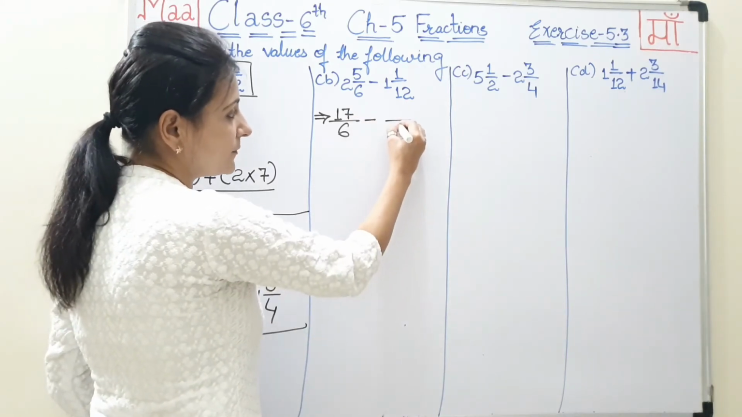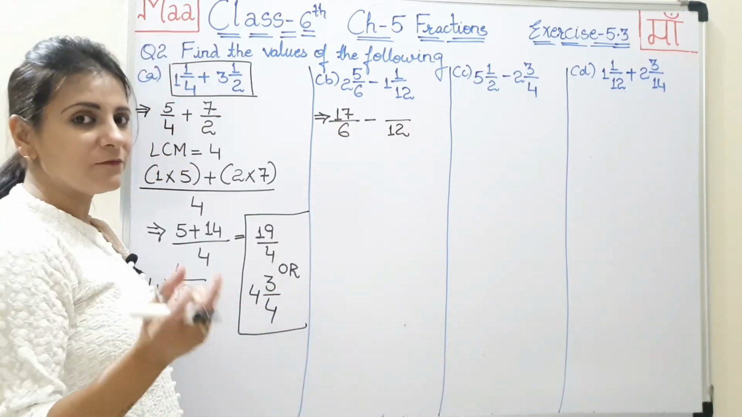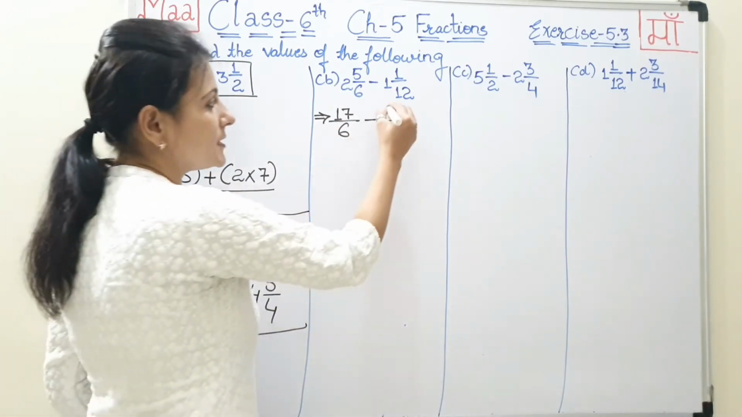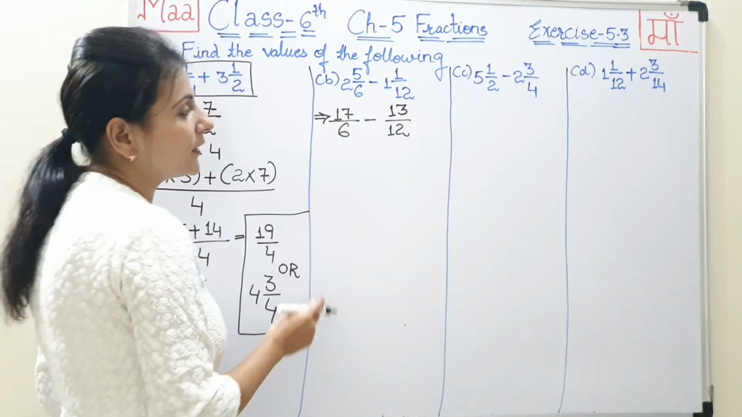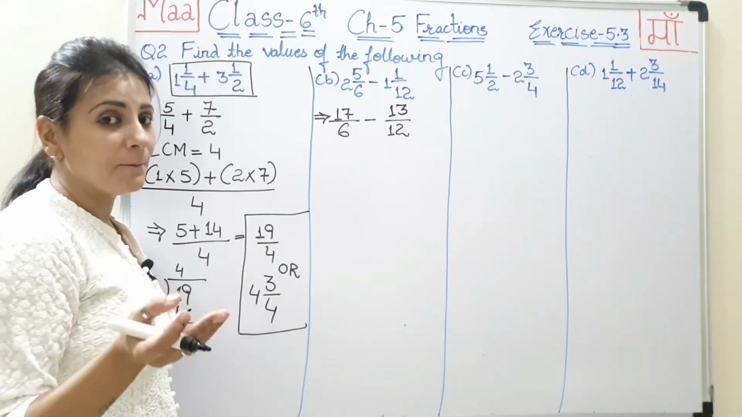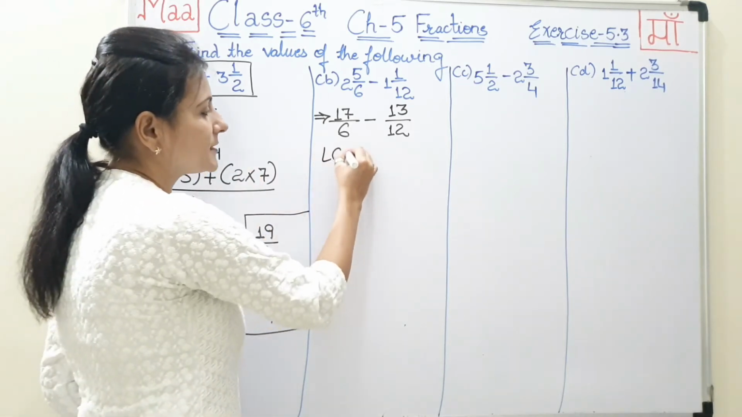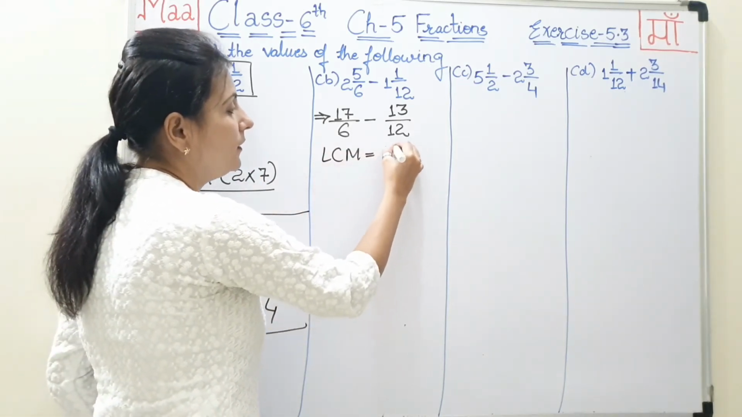Here firstly you can mention the denominator as it is. 12 multiplied by 1. So 12 1s is 12 plus 1 is equals to 13. Okay. Now again the denominators are different, 6 and 12, but 12 is divisible by 6. So greater denominator will be the LCM. So LCM here will be number 12.